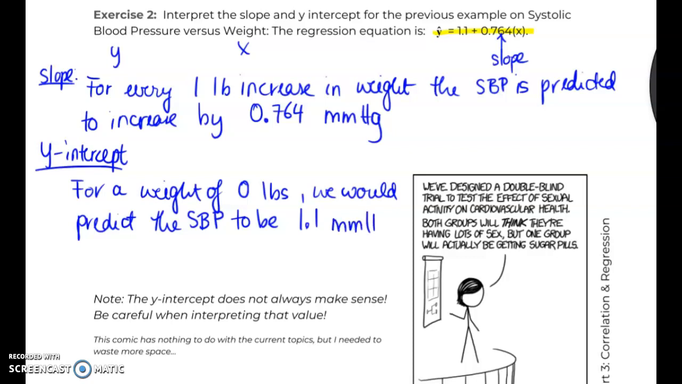millimeters of mercury. And over here, one thing to note is there's no one walking around with a weight of 0 pounds. So oftentimes this is meaningless because it's looking outside of the scope of our data. Again, there's no one walking around who doesn't weigh anything, and there's no one with a systolic blood pressure of 1.1 millimeters of mercury. So make sure in the context to consider whether the y-intercept makes sense or not. Oftentimes it does not make sense.